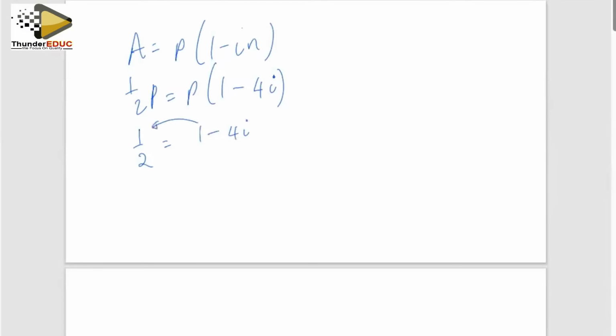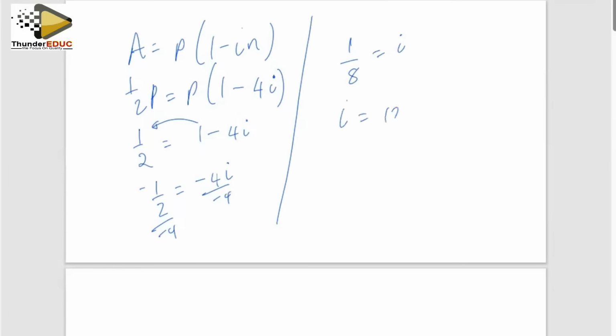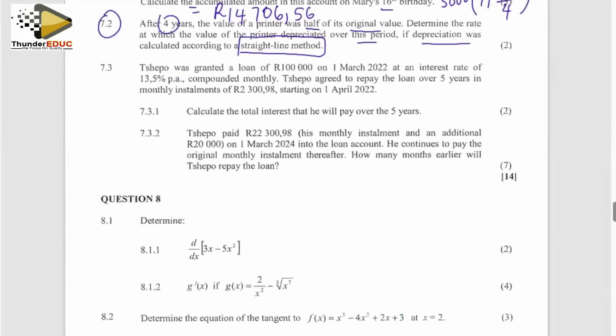Move the 1 that side, we get negative a half is equal to negative 4i. Divide both sides by negative 1, you'll be left with a positive half. Or why don't we divide both sides by negative 4? So negative 4 over negative 4, we end up with just 1 over 8 is equal to i. But since we're talking about interest rate, we just have to multiply this by 100, which means our i becomes 12.5%. All right, so that is 7.2 for 2 marks.